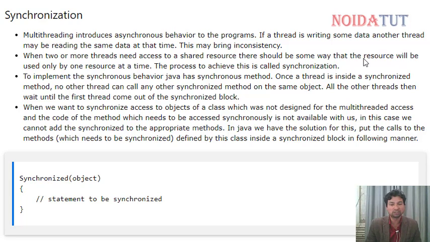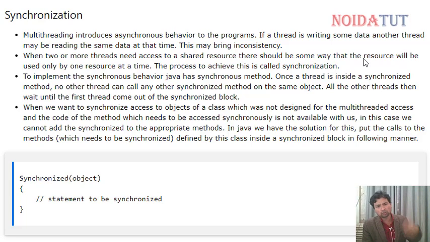To implement the synchronous behavior, Java has the synchronized method. Once a thread is inside a synchronized method, no other thread can call any other synchronized method on the same object. All the other threads then wait until the first thread comes out of the synchronized method.